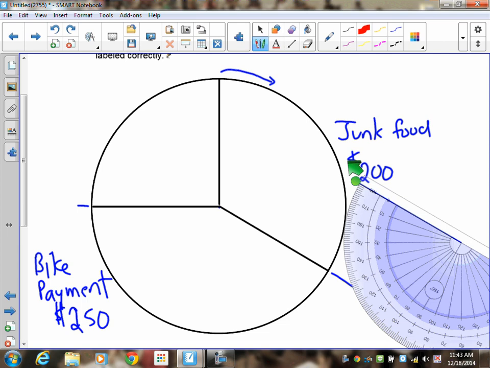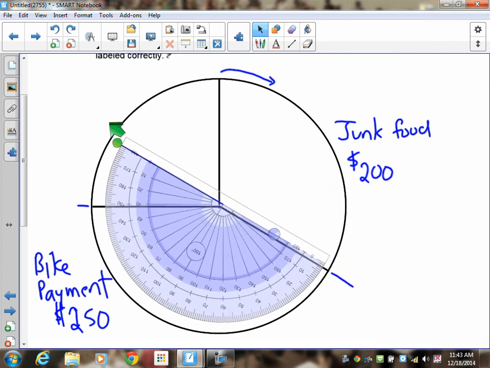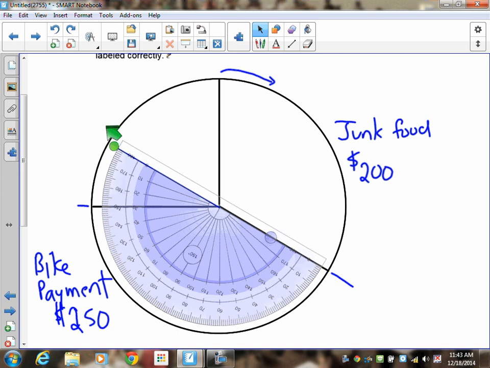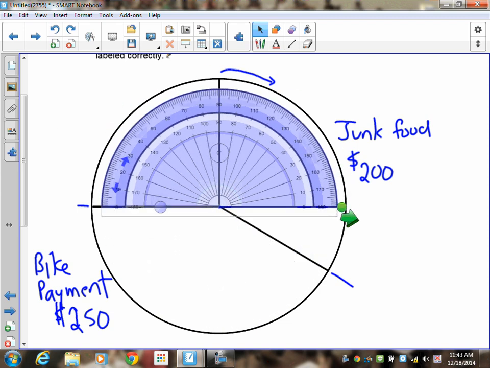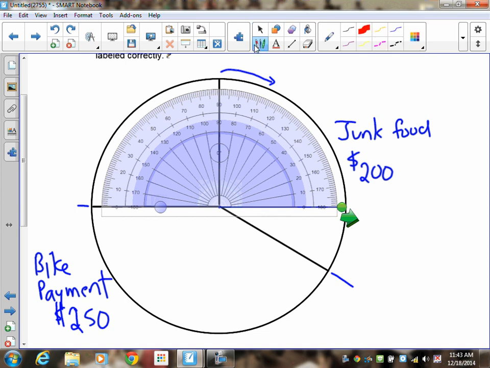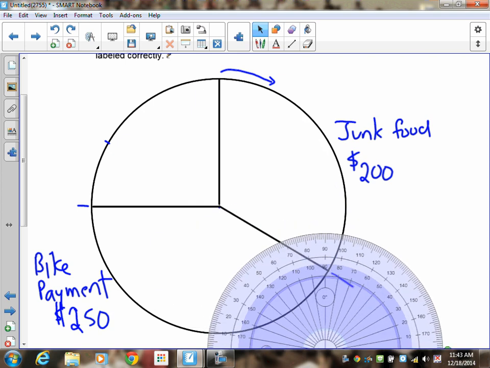Now, the next part was the clothes, and they were 30 degrees. So grabbing your protractor, bring it back in, put it on the circle, and then rotate it around until you're on 0. And now count up 30 degrees, mark your circle. Here's my 30 degrees right there. So now I can move this out of the way, and taking my ruler, I'm going to start from the middle, I'm going to go right out to here, and this is the amount of money he spends on clothes, $50.